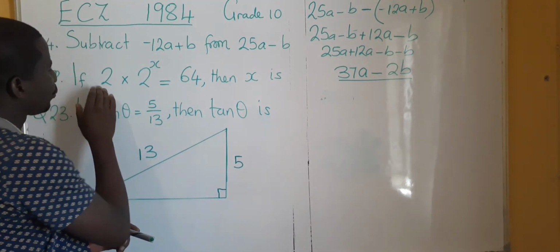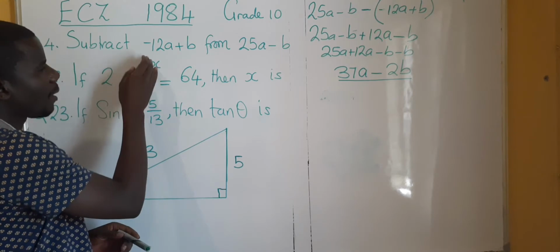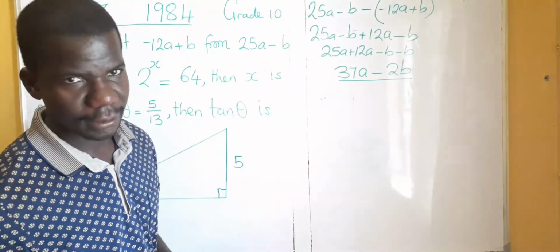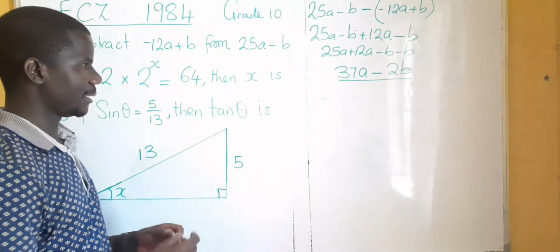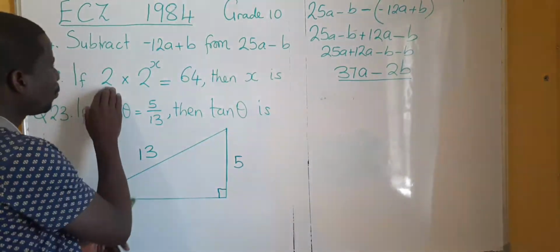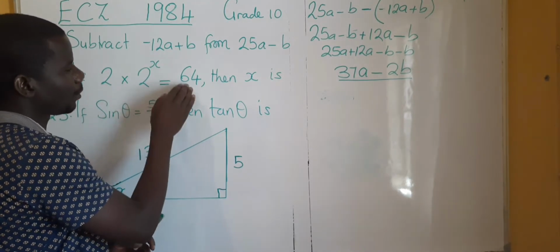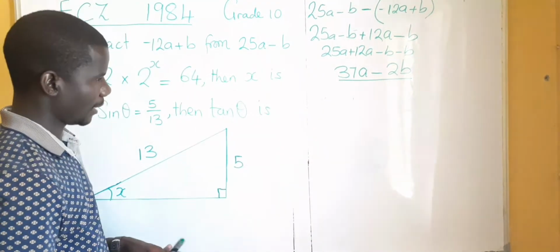If 2 multiplied by 2 raised to the power x is equal to 64, then what is the value of x? This is very simple. 2 multiplied by 2 raised to the power x is equal to 64. Then what is the value of x?